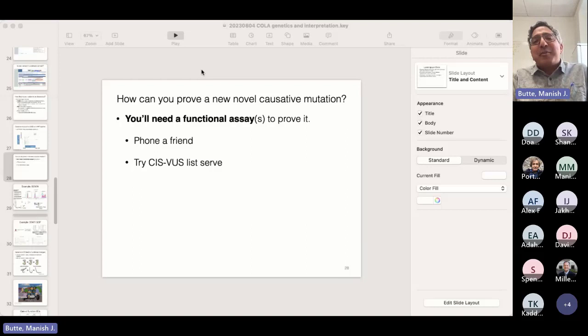Okay, so now let me jump into these gain of function disorders since I've sort of hinted at them. I used to think that when you find a mutation in a gene, that there is a breakage of the gene.